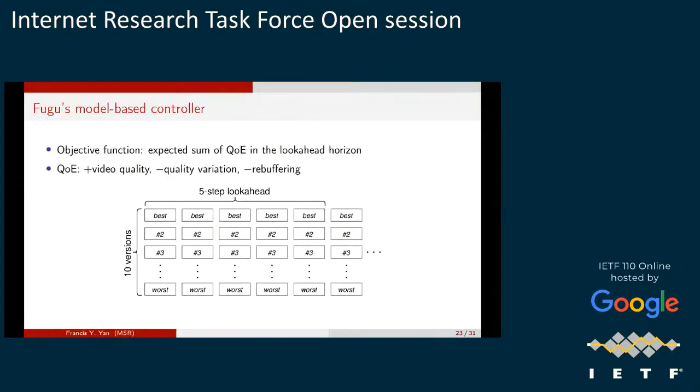Once the only system uncertainty is approximated by TTP, the remaining question is how to actually select the version for each video chunk. What Fugu does is to look 5 chunks ahead and optimize the total QoE in a look-ahead horizon. Roughly speaking, the QoE function includes higher video quality, lower quality variation, and less rebuffering time.